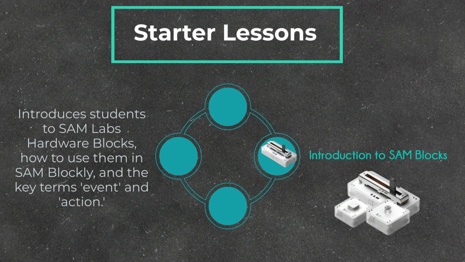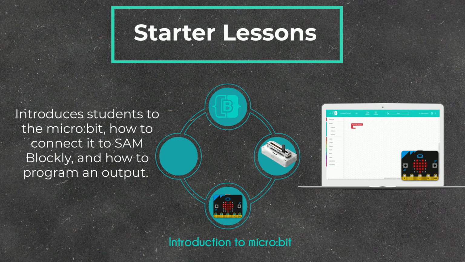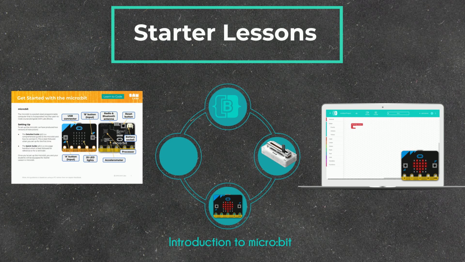The next starter lesson gives students a grounding in the Sam Labs Bluetooth-enabled blocks and how to utilize them within Sam Blockly. In the third lesson, students will get hands-on with the BBC Microbit, a mini programmable computer used in the course. We also have several resources to help you get started with the Microbit, to help set up the Microbit with the required hex file.